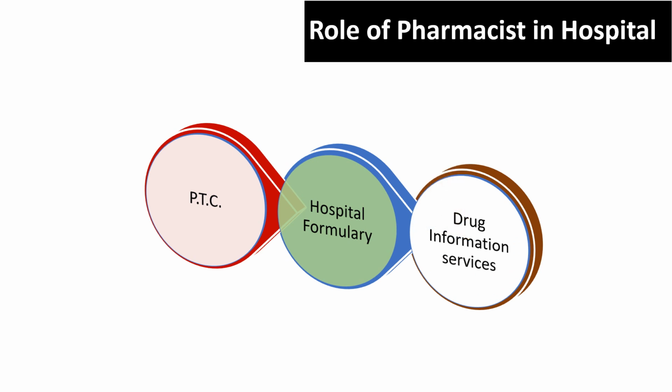Then the last, very important role of the pharmacist in the hospital is drug information services. The pharmacist is always updated about drug information, drug launches, and new drugs coming into existence for treating different diseases and disorders. So they need to have drug information services like journals, magazines, and likewise.